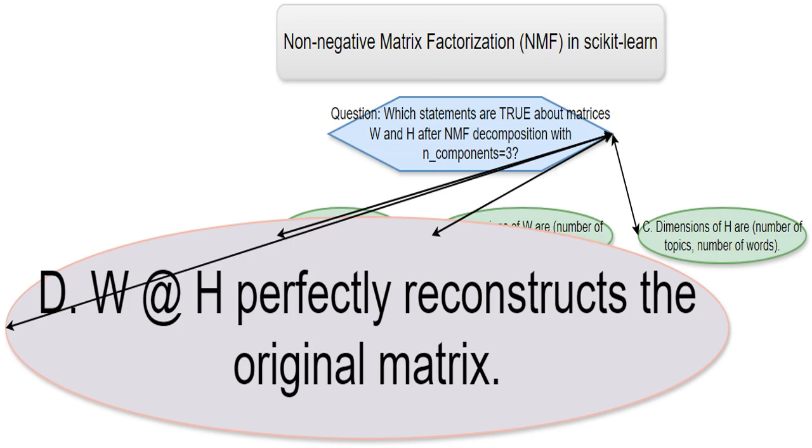This statement is false. The operation W @ H, matrix multiplication of W and H, produces an approximation of the original matrix, not a perfect reconstruction. NMF is inherently an approximate factorization technique. Some information is lost in the decomposition process.